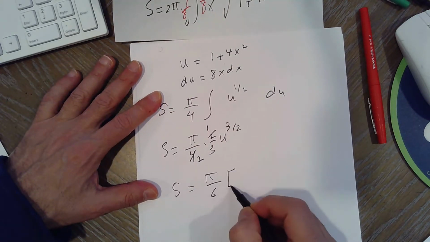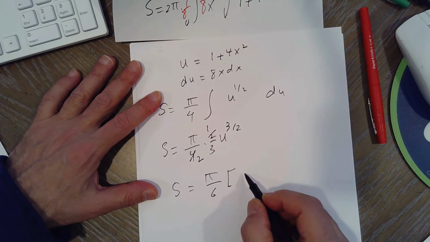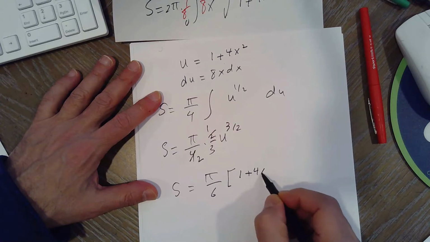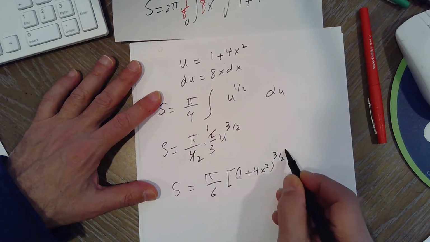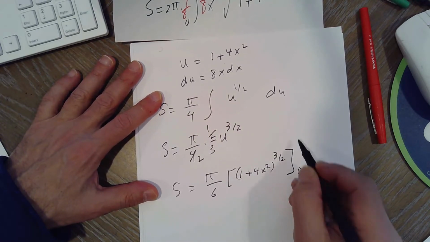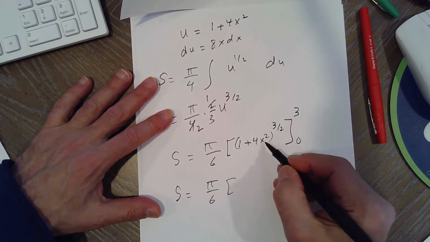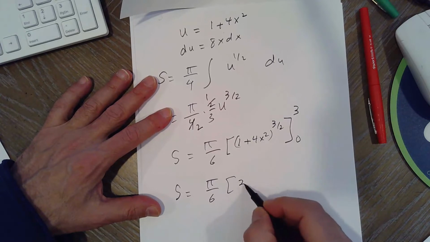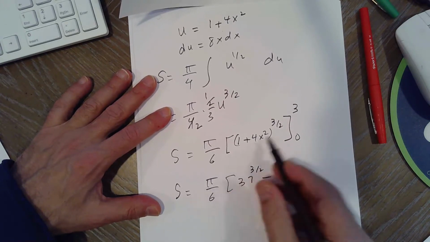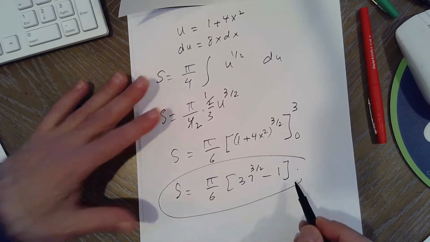Remember, u is 1 plus 4x squared. Now we bring the limits back, which is 0 to 3. Pi over 6, we put the 3 in there, 9, 36, 37 to the 3 halves, minus 1 to the 3 halves, and that's the answer.